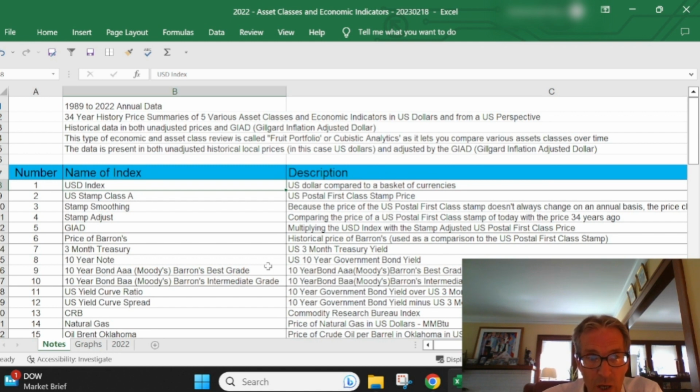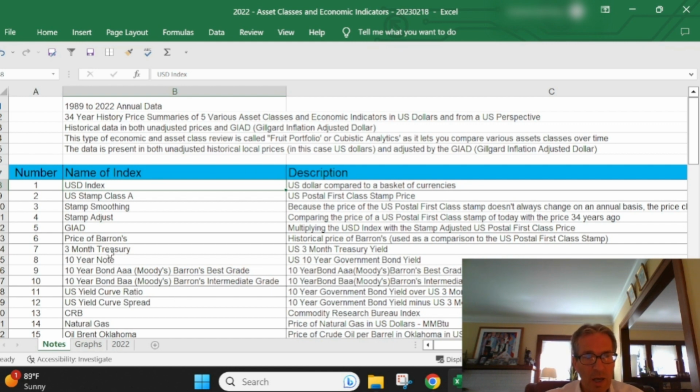I also use a stamp smoothing technique because the price of a stamp doesn't change every year; sometimes there'll be a jump from 25 cents to 33 cents. So obviously this adjustment is post hoc, and I have to wait every year and adjust it somewhat. Then you divide the stamp price by the price it was 34 years ago, so you get a ratio. You take that and multiply it by the US dollar index, and that gives you the Gilgard inflation adjusted dollar. We'll be showing you samples of this later on.